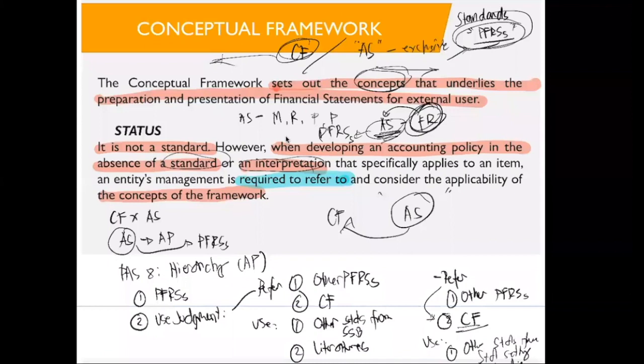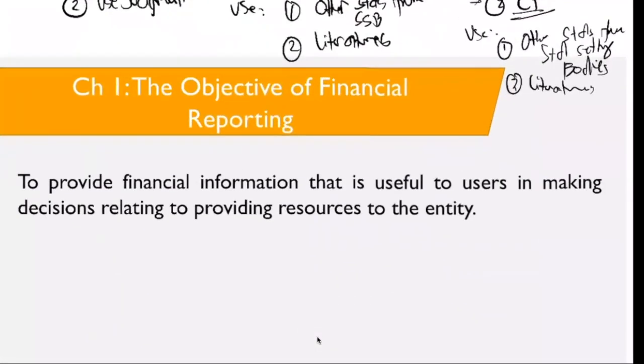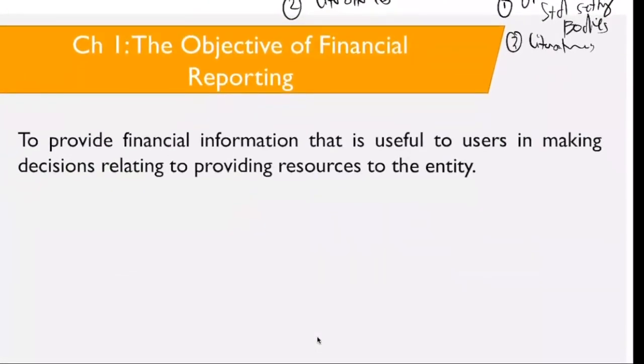We go now and talk about the different parts of our conceptual framework. Our conceptual framework is composed of different chapters. So we start first with chapter 1. Chapter 1 of our conceptual framework is known as the objective of financial reporting.